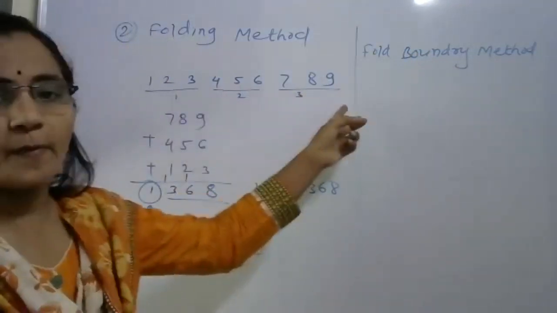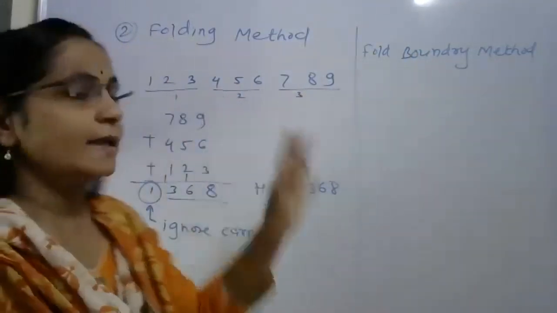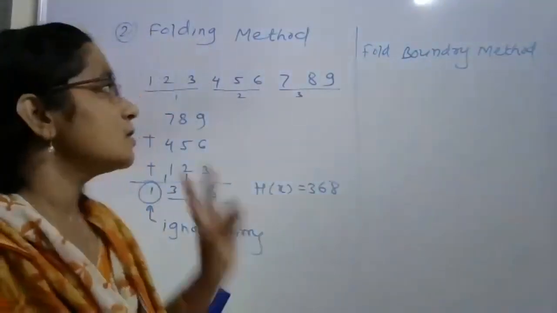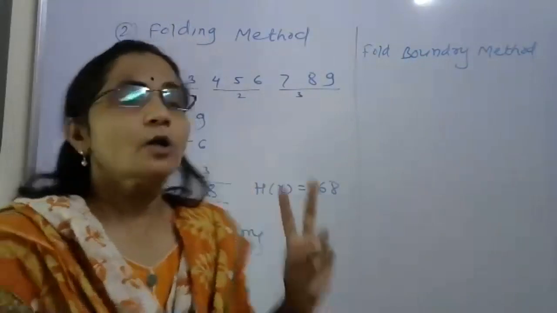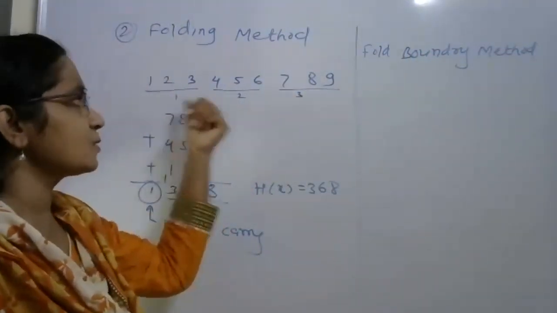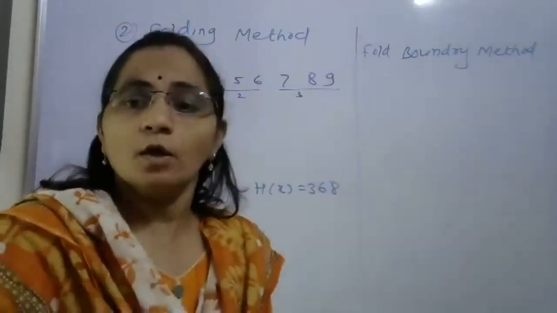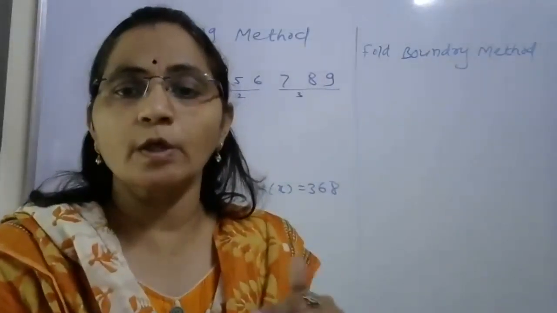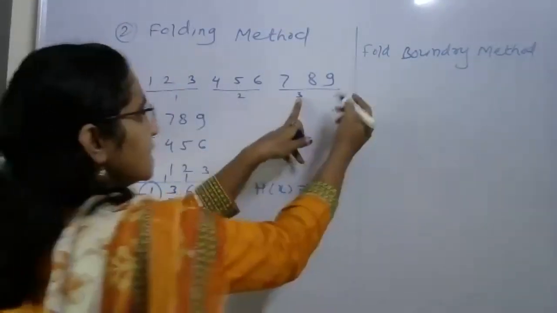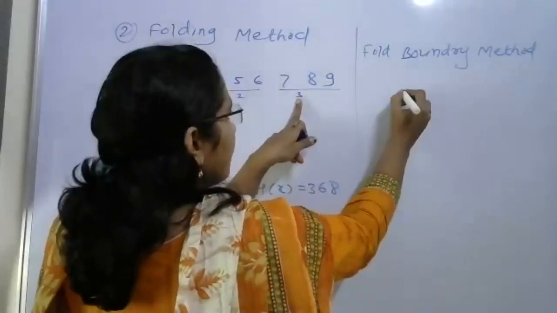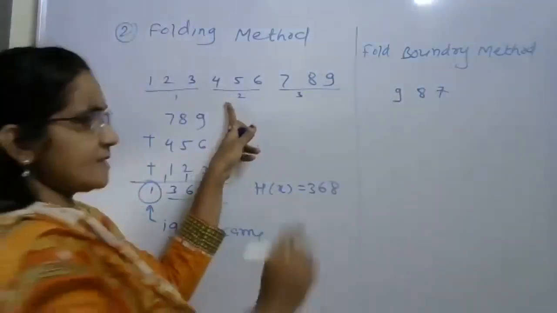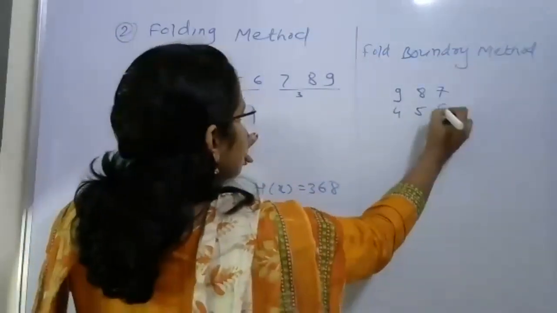You have been given the number of identifiers, and you break it into 3 parts of the same length: 3, 3, 3. Now the fold boundary method tells you to reverse the boundary digits. The boundary digits means the first group and the third group, and then you do the addition and ignore the carry. So first and third are reversed. Instead of 7, 8, 9, I write 9, 8, 7. The second part stays as it is, that is 4, 5, 6.